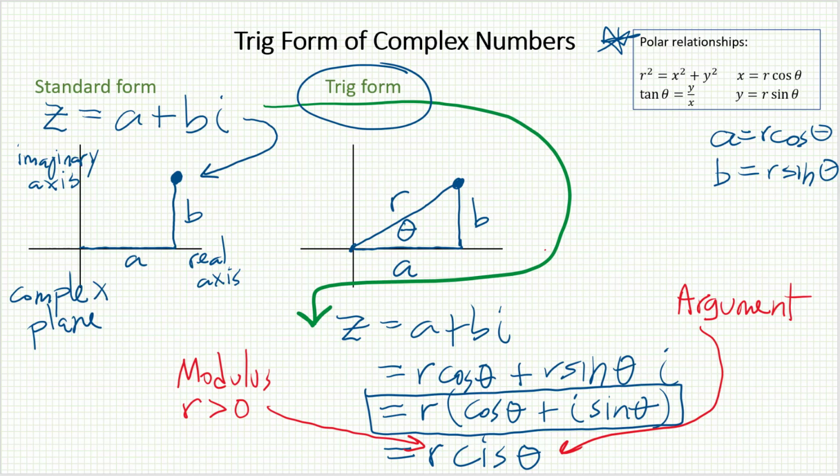And again, to keep things simple, we'll just consider theta to be within one positive rotation. So theta will always be in the interval 0 to 2 pi, or if we're in degrees, in the interval 0 degrees to 360 degrees. We may deviate from that from time to time, but for the most part, we'll just keep the angle as simple as we can. We will always keep the modulus positive.